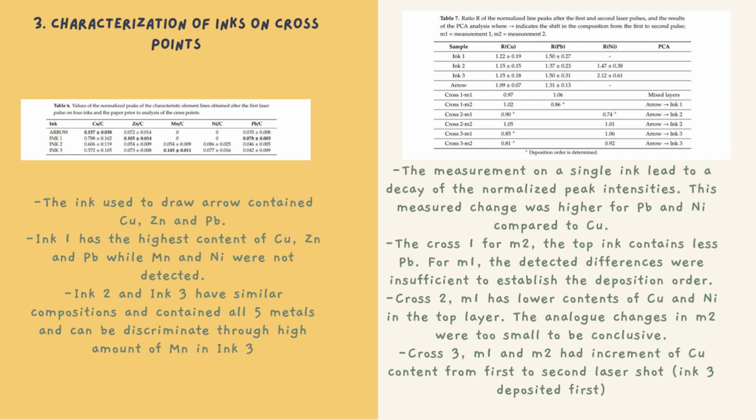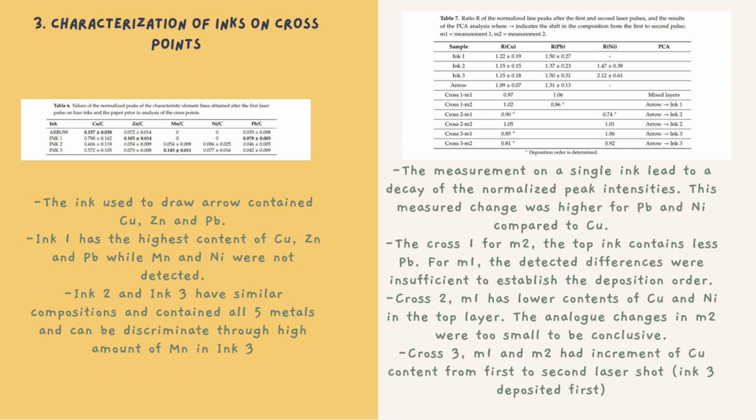Therefore, the researchers considered the ratio R of the normalized line intensity after the first and the second laser shot as a possible parameter for discriminating the deposition order. From Table 7, it is evident that the measurement on a single ink lead to a decay of the normalized peak intensities during the first 2 pulse number. This measured change was higher for lead and nickel compared to copper.